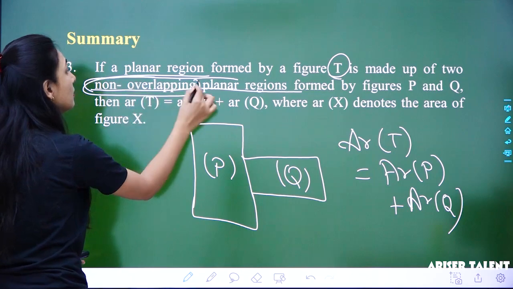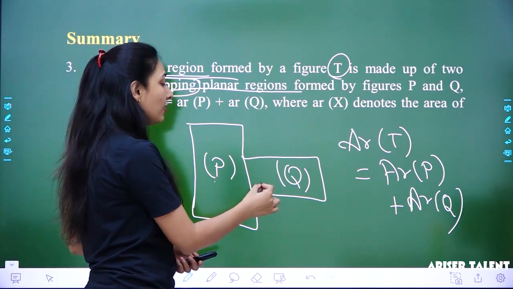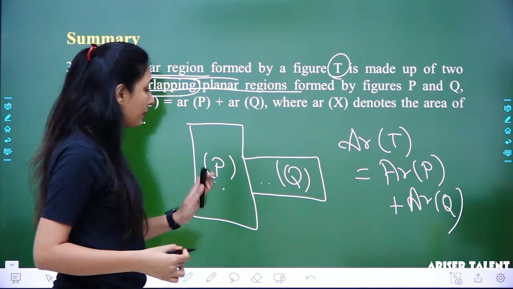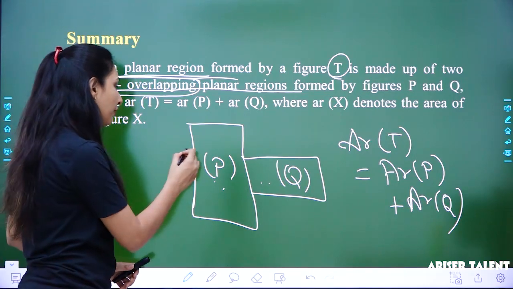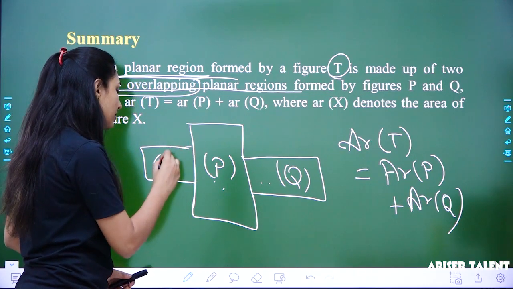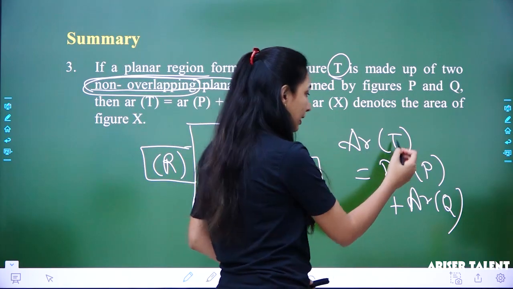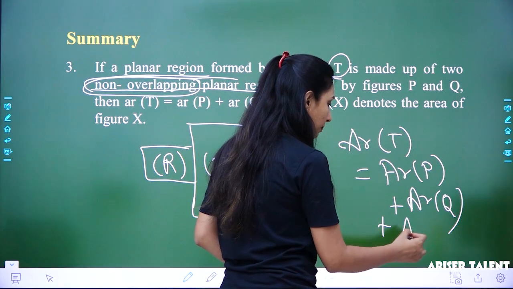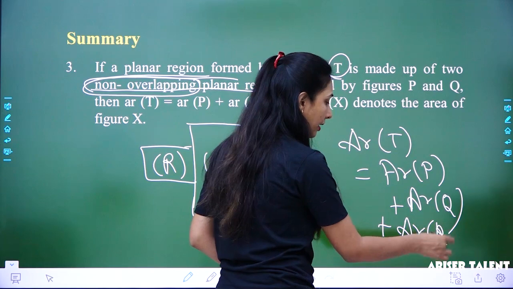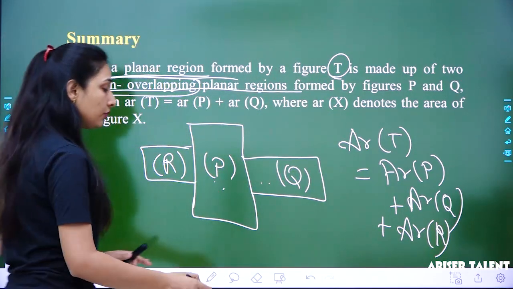This is the important word here: P is not overlapping with Q, and Q is not overlapping with P. Similarly, if you have another part here, and let's suppose this is the area R, then the area T will be equal to P plus Q plus area R. Okay, is that clear to you, students?